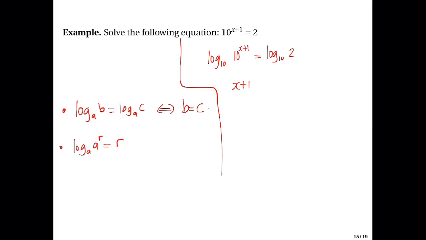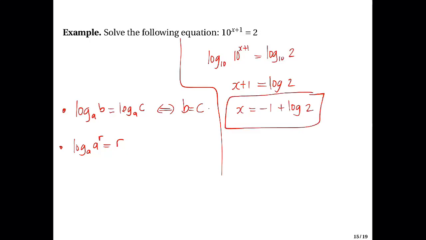So anyway, the left-hand side is just x plus 1. For the right-hand side, this is just log 2. Again, now I am removing that subscript; this is still log base 10. So solving for x, we have x equals negative 1 plus log 2. So this is the final answer.